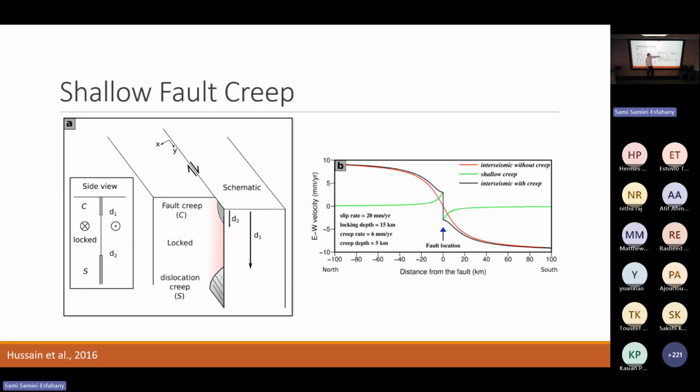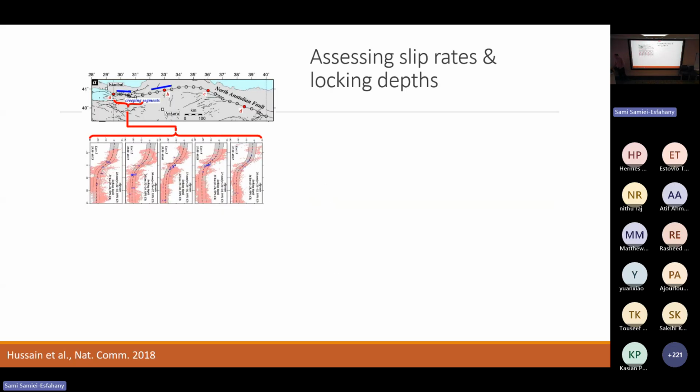And then the creep releases some of it, the green line. The green line is like an earthquake shape, but it's aseismic. It doesn't generate seismic waves, but it gives you that sort of shape. So if you take those away from each other, you get the black line. And that's the kind of shape. So if you get the black line shape, you know there's some creep involved. If you get the red line shape, it's just interseismic strain accumulation.